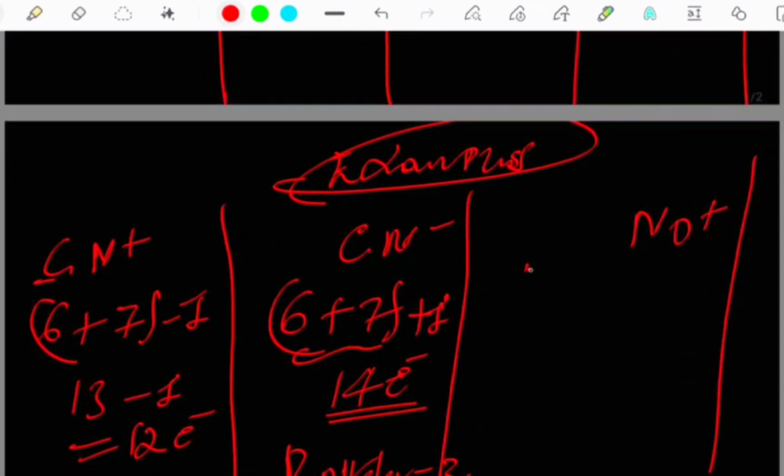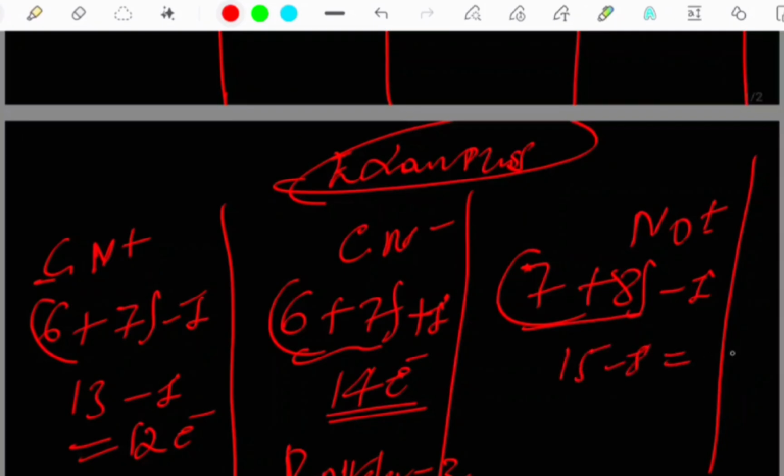So nitrogen is how much? The number of electrons of nitrogen is 7, and oxygen is 8, and then there is a plus here, so it's losing an electron. So 15 minus 1 is 14. So the bond order is equal to 3.